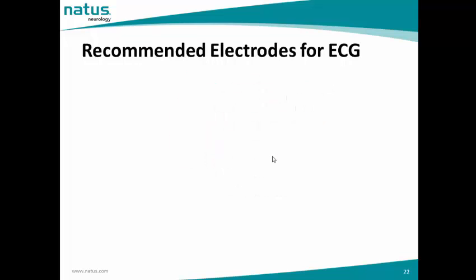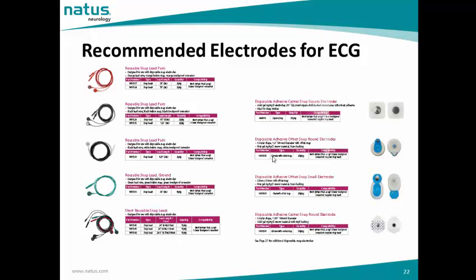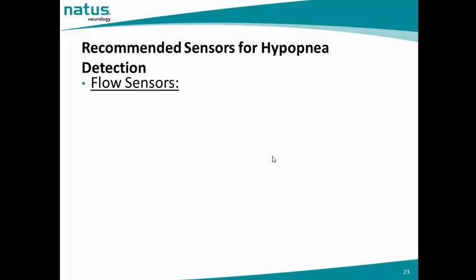The recommended electrodes for ECG are the snap electrodes, which attach to the patient by those pre-gelled patches. For the detection of respiratory conditions, flow sensors should be used.